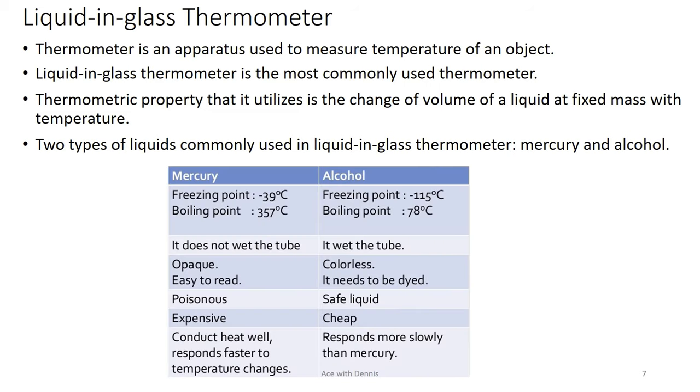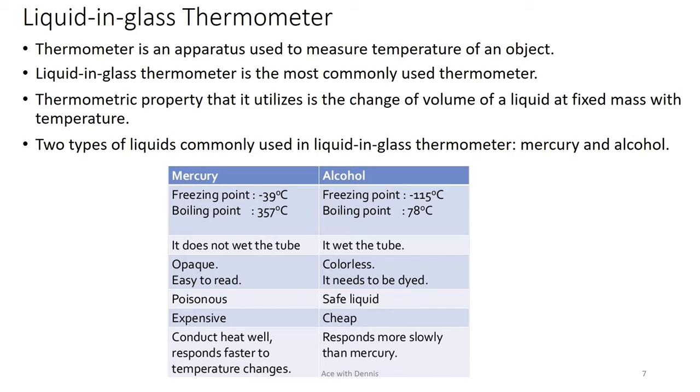So this is the comparison between mercury and alcohol. The freezing point of mercury is negative 39 degrees Celsius and the boiling point is 357 degrees Celsius. For alcohol, the freezing point is negative 115 degrees Celsius and the boiling point is 78 degrees Celsius. Mercury does not wet the tube, while alcohol wets the tube. Mercury is opaque and it is easy to read. Alcohol is colorless and it needs to be dyed.